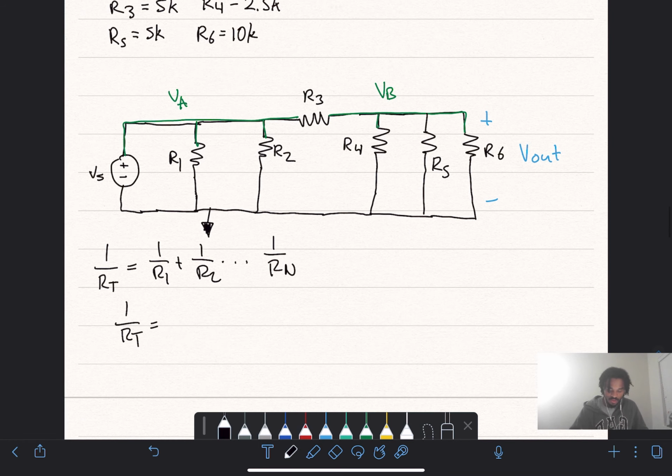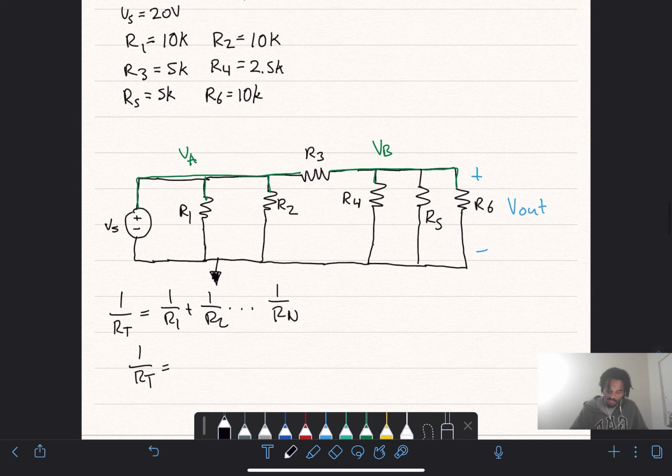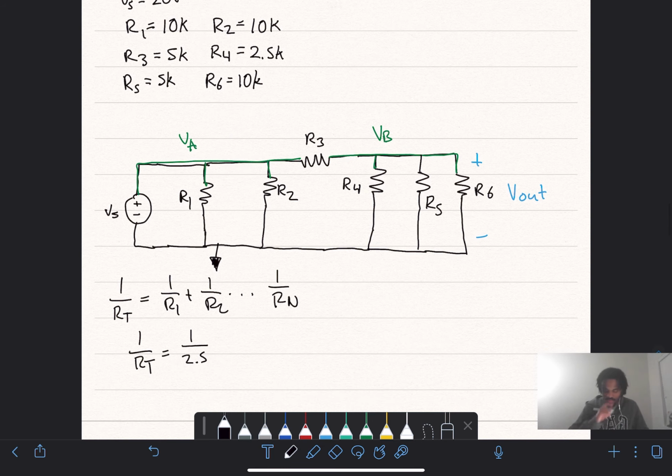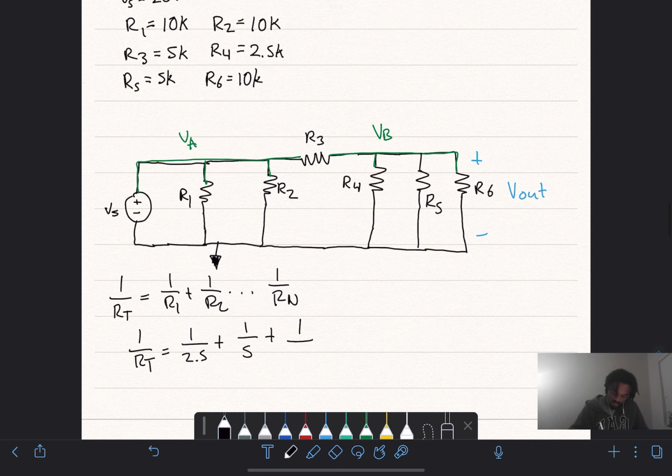So we're going to do R4, R5, and R6. R4 is 2.5K. And drop the K because we know it's kiloohms. R5 is 1 over 5. And R6 is 1 over 10. So just putting that into the calculator real quick. 1.42 kiloohms.